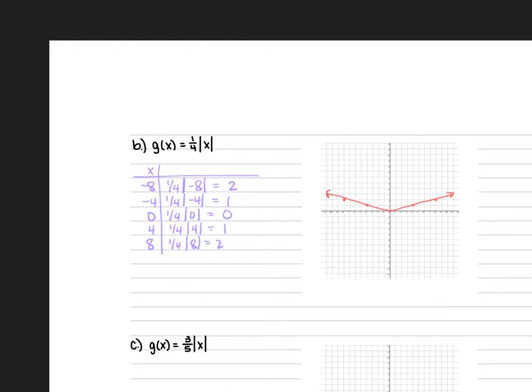So plot these points. -8, 2 is here. -4, 1 is here. 0, 0, +4, 1, and 8, 2. So draw your line through those points. And then you're done.